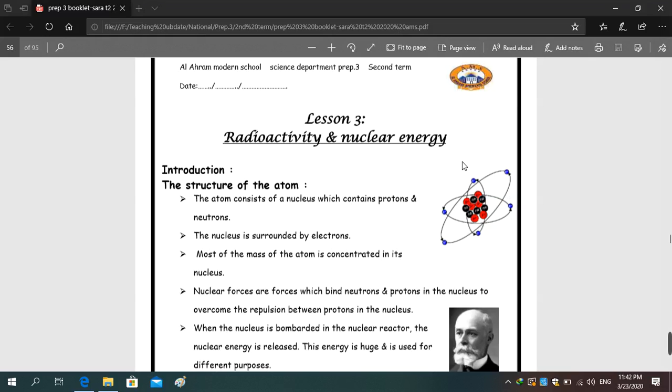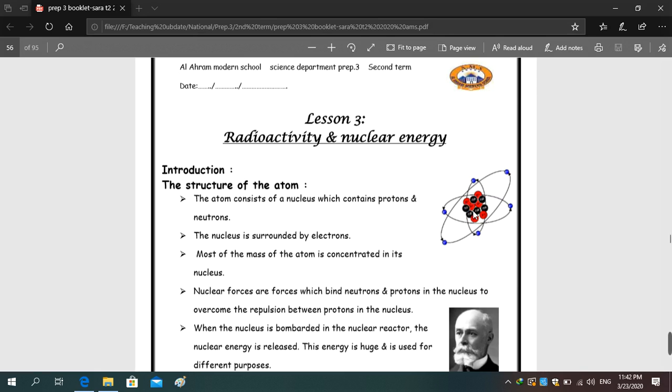Let's start with lesson 3 in unit 2, radioactivity and nuclear energy, the last lesson in this unit. Firstly, we have to review the atomic structure. As we know, any atom consists of a central nucleus inside the atom. The central nucleus contains both positive protons and neutral neutrons.